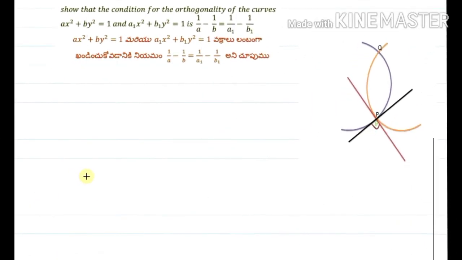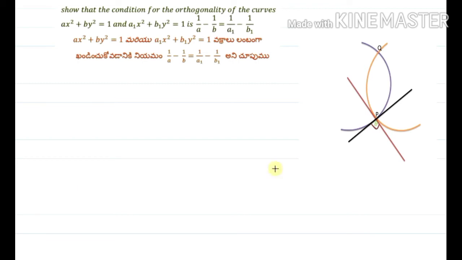Right. This is the last problem. Show that the condition for the orthogonality of two curves is given.